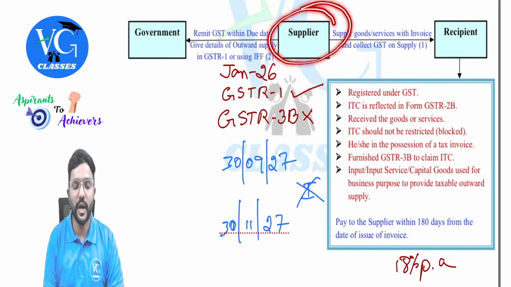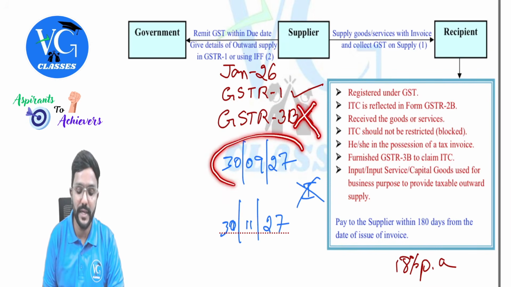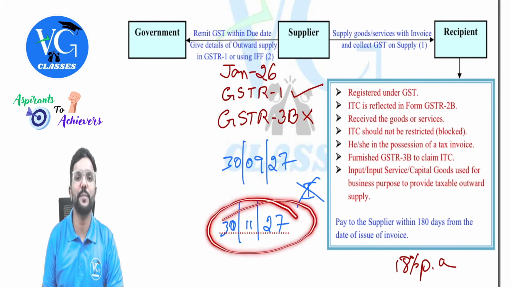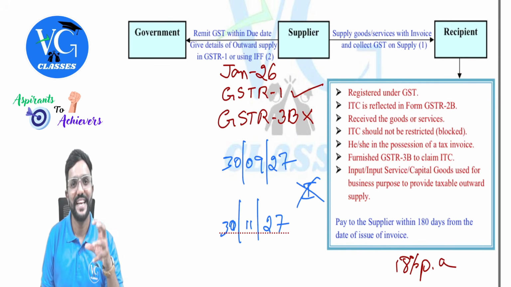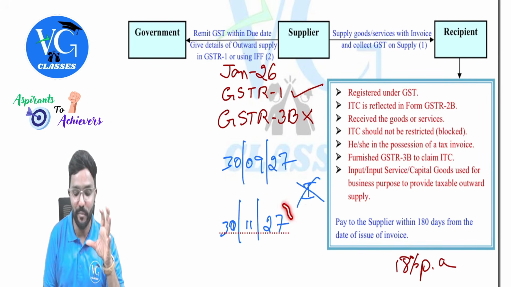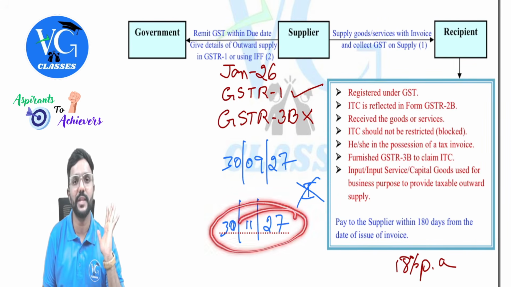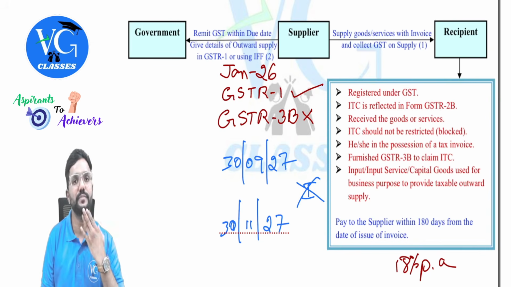If the supplier has not filed GSTR 3B till 30th September of the next financial year, then whatever credit the recipient has claimed, he needs to reverse it on or before 30th November. He needs to reverse it on or before 30th November of that year, guys. So he has 2 months' time to reverse the credit. And if he reverses the credit by 30th November, then there is no interest for it. Only the GST component he needs to reverse.